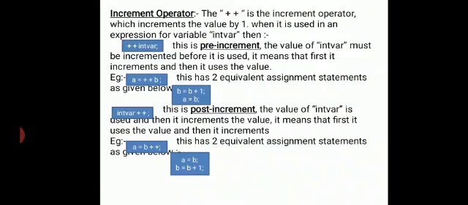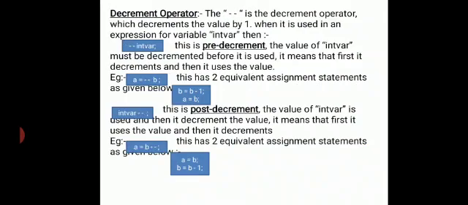This is post-increment. The value of the int variable is used and then it increments the value. It means first it uses the value and then it increments. For example, these are two equivalent assignment statements as given below. a equals b, b equals b plus 1.